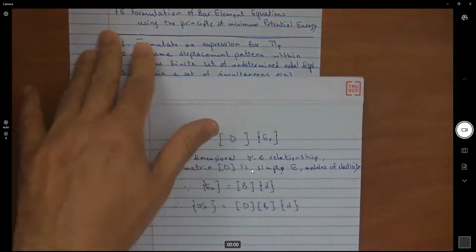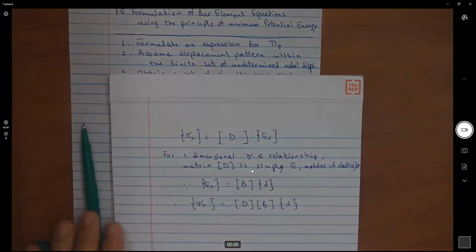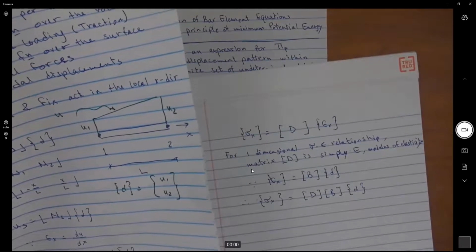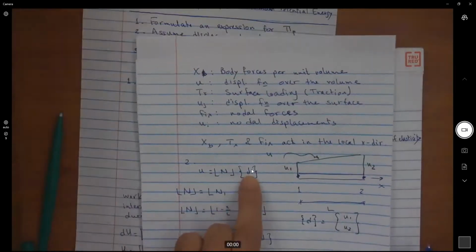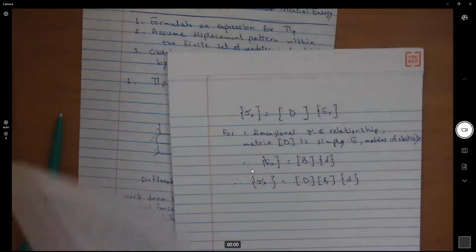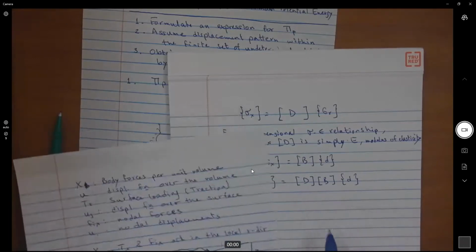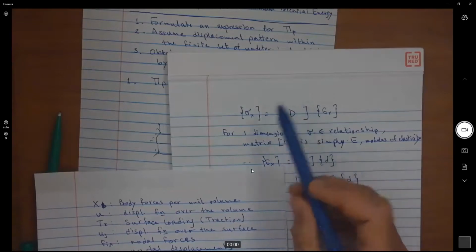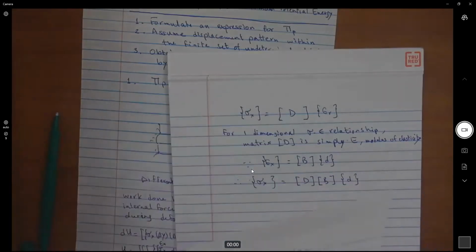And this was step number 2, to assume a displacement pattern within the finite element in terms of the undetermined nodal displacements that we can use to express sigma. D here is the nodal displacements, U1 and U2. The big D here is the modulus of elasticity E, which relates the stress and the strain, right? I'm trying to use matrices for a general form so we can use it later on for more higher order elements. Good.